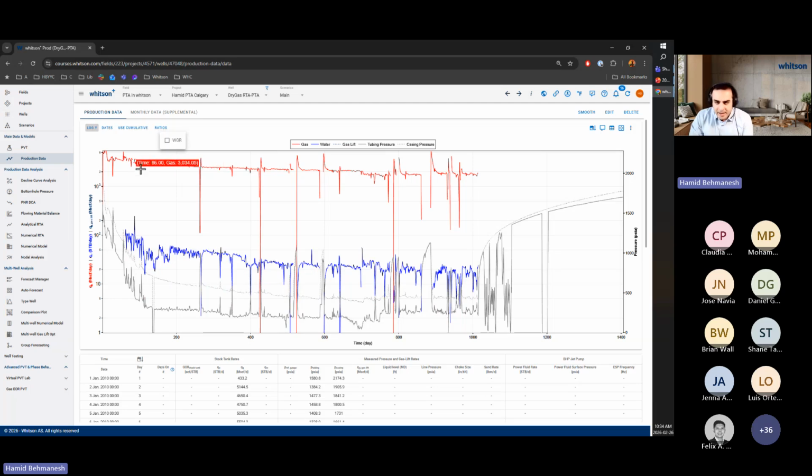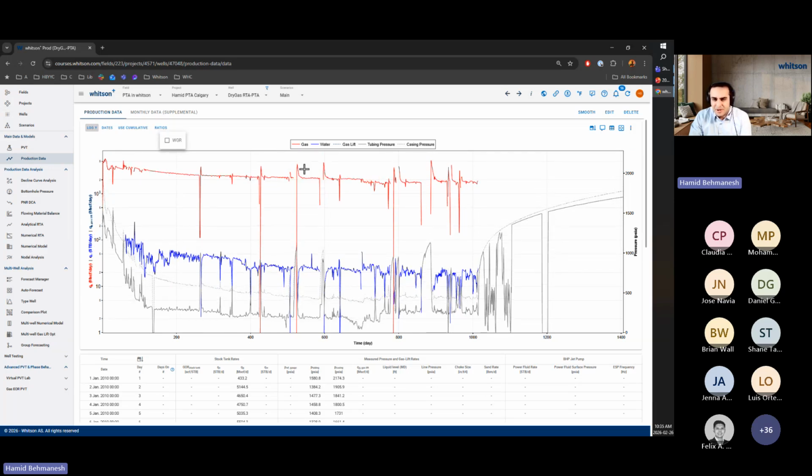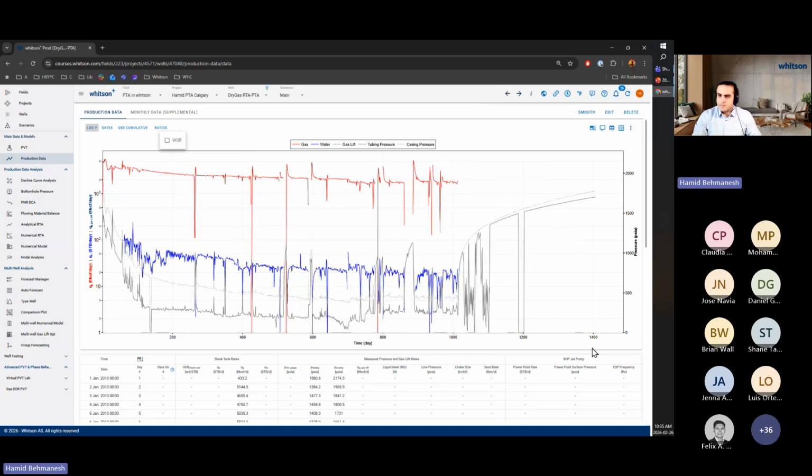But you see that the rates are very smoothly declining, a very gentle, slow decline. There are some slight interruptions in the operation. I'm not exactly sure what happened, and I don't know anything about the history of the well. The only thing that I know is this shut-in period. It is an extended shut-in period, the well has been shut in for close to a year and a half, I would say.